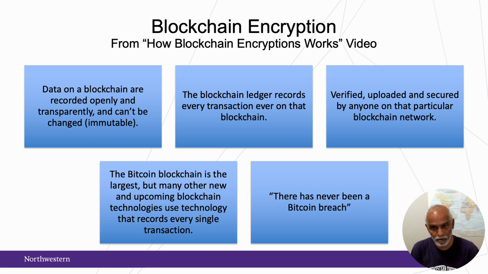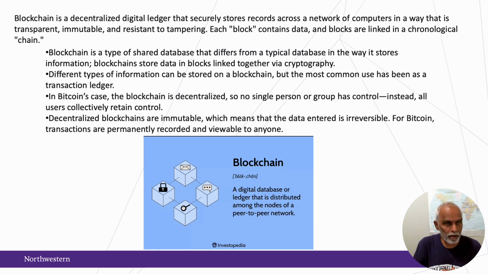Why is that? That's a very important question, okay? I will explain how blockchain works, then you'll be able to understand why it is not breachable. Blockchain is a decentralized digital ledger. Ledger means transactions are recorded. It is decentralized, which means it's open to everybody and everybody can have a copy of it, and they do. But the point is it securely stores records across a network of computers in a way that is transparent and immutable. It cannot be changed. You can add, but you cannot change it.